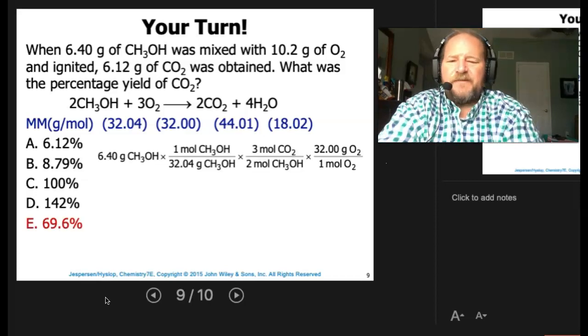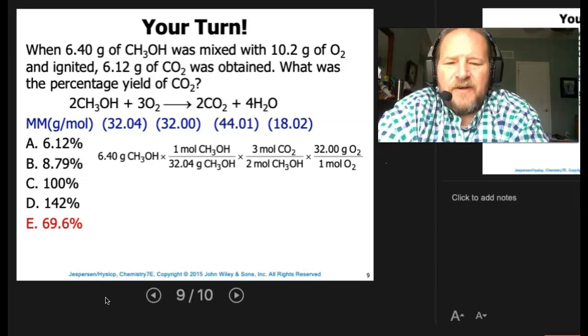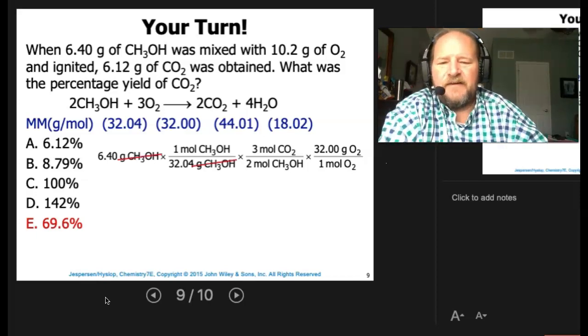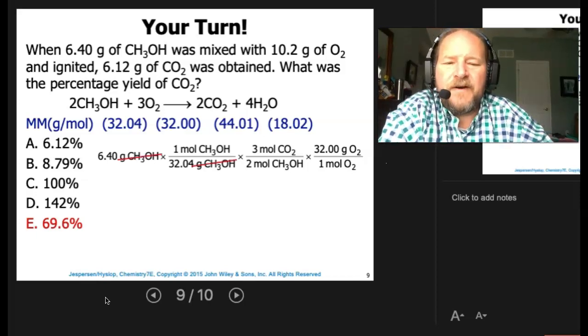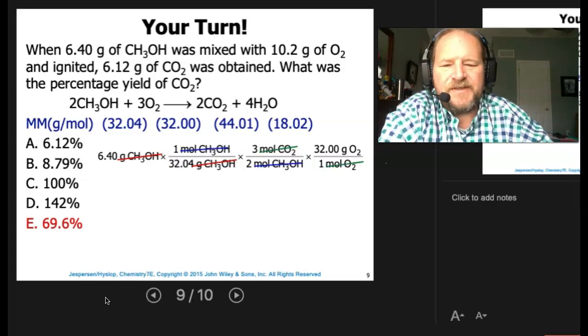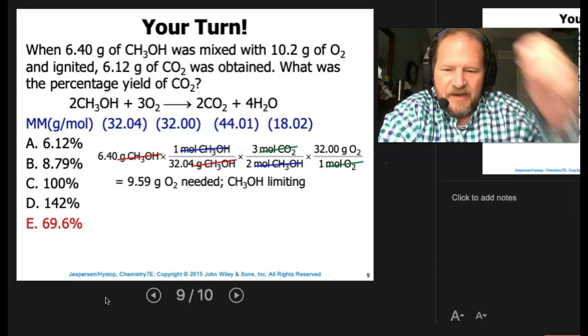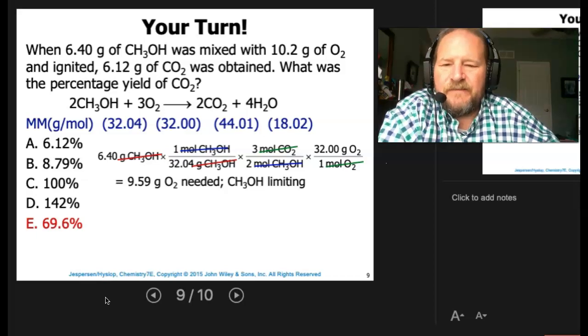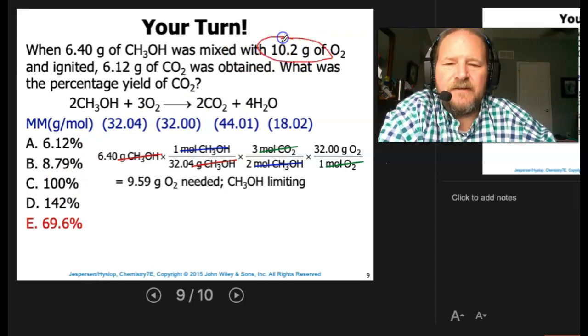So we're going to start with the 6.4 grams of methanol. We're going to convert that to oxygen, right, through our 3-step process. We'll get rid of grams of methanol. From the periodic table, we'll convert to moles. Using the balanced equation, we'll get moles of O2. And then from moles of O2, using the periodic table, we'll get mass of O2. So 9.59 grams of O2 would be needed. All right, so we need 9.59 grams of O2, but we have 10 grams. That means the methanol will be our limiting reagent.